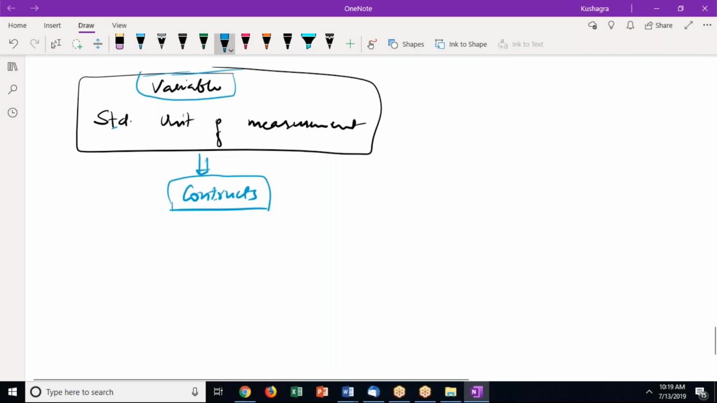Pain. IQ. Satisfaction can be one. Satisfaction, pain, okay, any kind of feelings, right? Any kind of emotion that you talk about would not have a standard unit of measurement, correct? If you're trying to measure, say, how happy I am today, there's no standard unit of measurement for that, right?